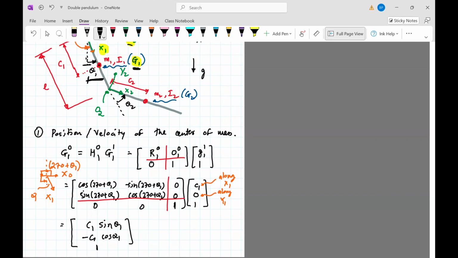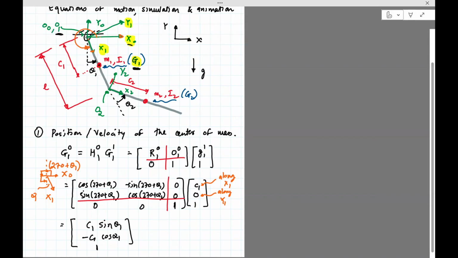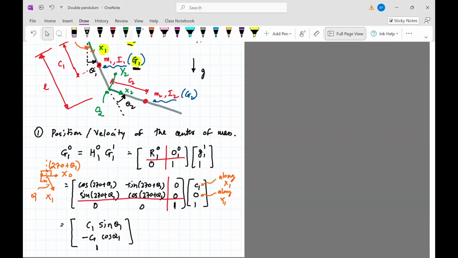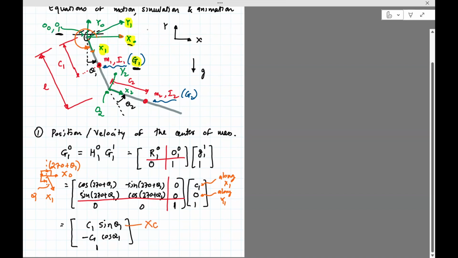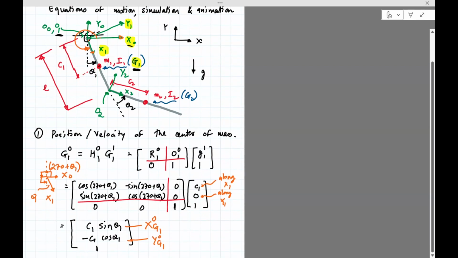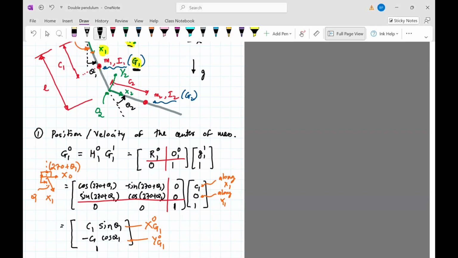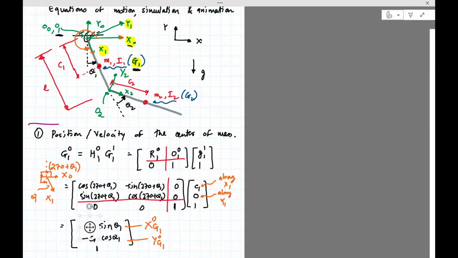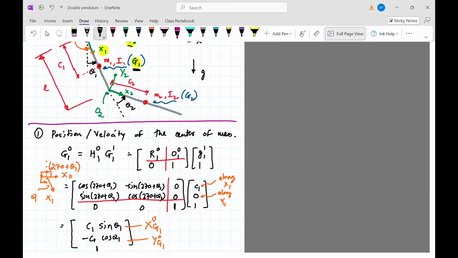Okay, so you can skip this homogeneous calculation if you don't want to do it. It's okay. You don't have to do it. It's kind of obvious. Okay, so this is, if you like, the x position of G1 in frame 0, and this one is the y position of G1 in frame 0. Okay, so that's one piece. Now we need to get the same thing for G2. So let's compute the position of G2.